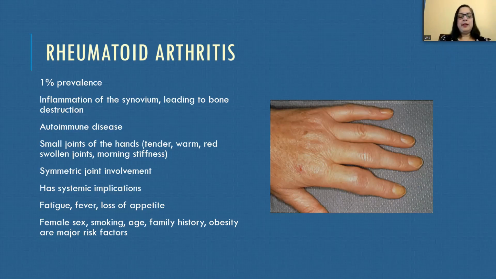It may have systemic implications where it affects the eyes, the lungs, the skin, and also increases the risk for cardiovascular disease. Fatigue, fever, loss of appetite may be some of the presenting symptoms at the onset of rheumatoid arthritis. Once again, the risk factors include female sex, smoking, age, family history, and obesity. Smoking has been shown in medical literature to be the commonest risk factor for rheumatoid arthritis, and stopping smoking improves the prognosis in rheumatoid arthritis.